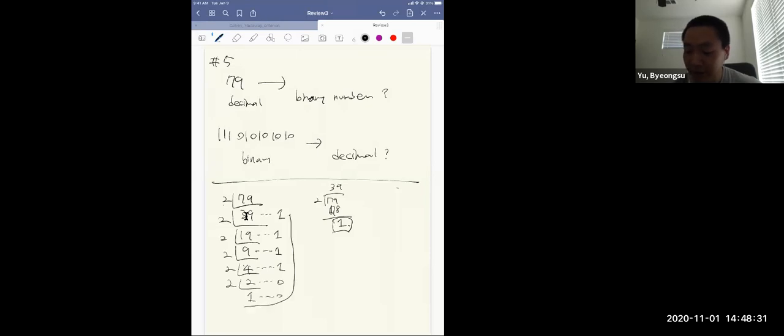So just write them down from bottom to top, and you get 1001111. That's the binary expression of 79, right?